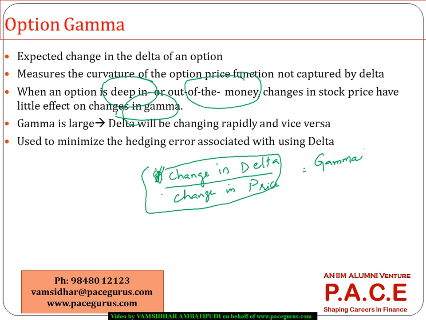So if there is a huge gamma also associated, we have to use both gamma and delta together to hedge our portfolio rather than focusing only on delta hedging. Right?